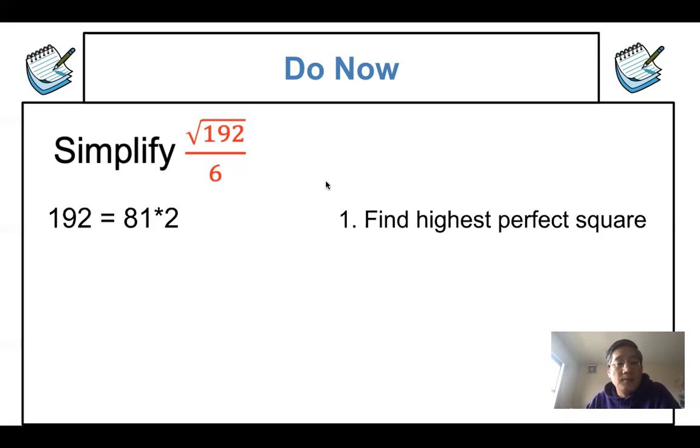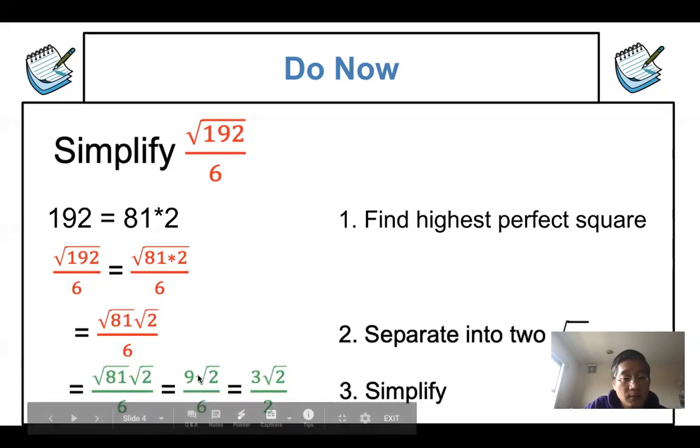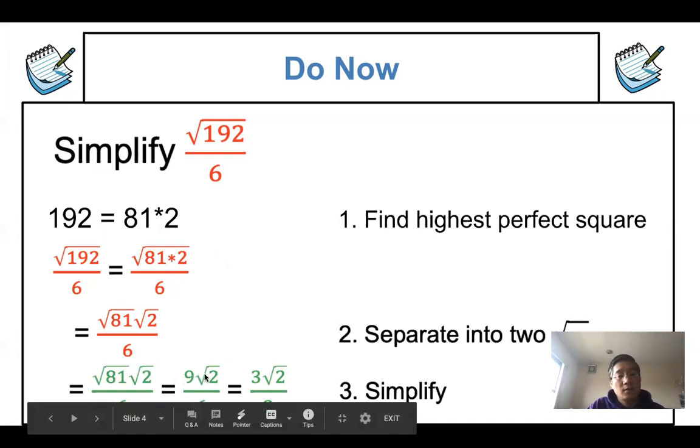So let's see. 192 is 81 times 2, which is 81 is what? Highest perfect square. Then now you write down like this. Square root of 192 is the same as the square root of 81 times 2 over 6. And then square root of 81, this comes out as what? Square root of 81 is equal to 9, right? So 9 comes out as a square root of 2.